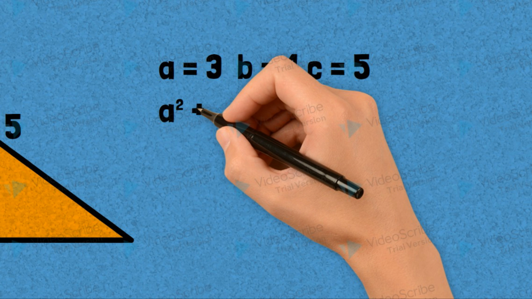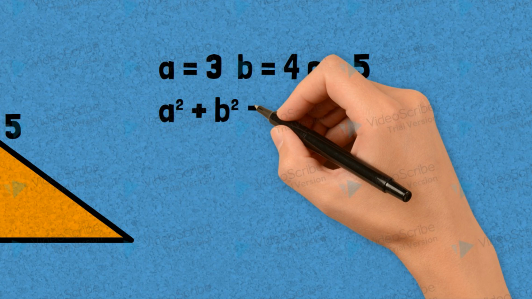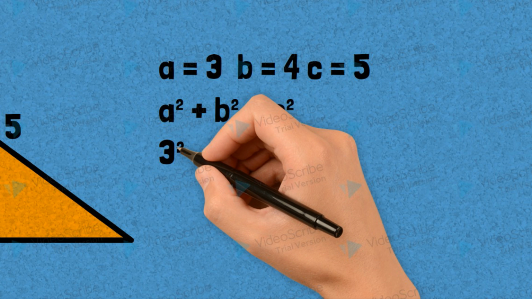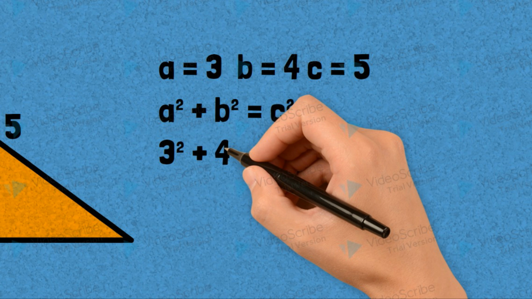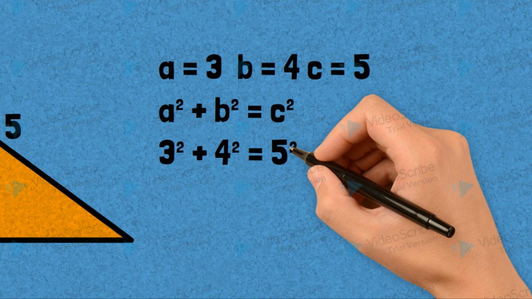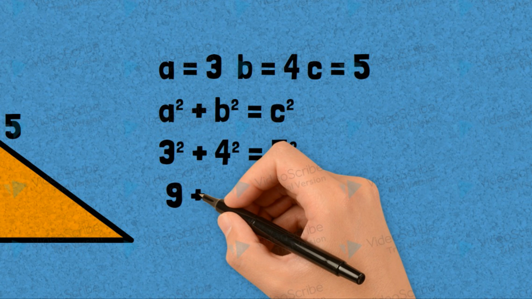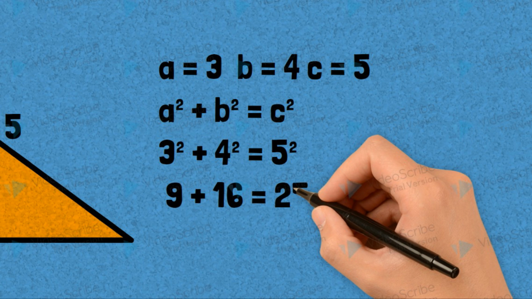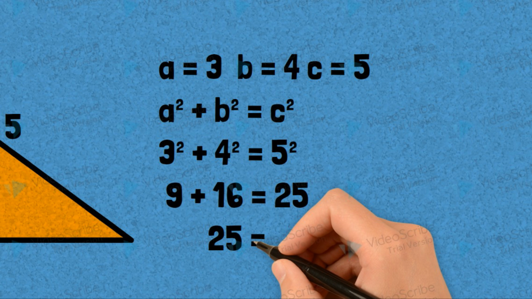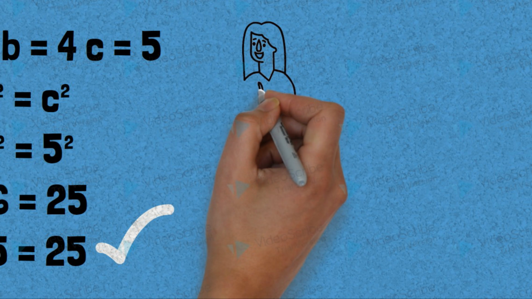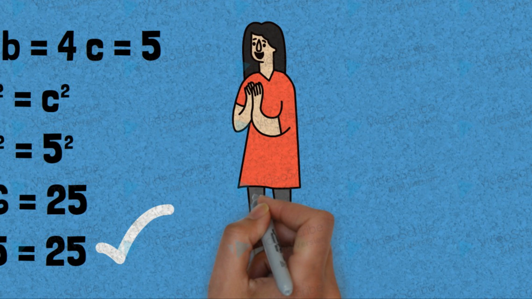Next, we shall substitute them in the Pythagorean theorem, which is a squared plus b squared equals c squared. Since our a is equal to 3, that's going to be 3 squared, plus b is 4, so 4 squared, equals c, which is 5, so that's going to be 5 squared. 3 squared is equal to 9, 4 squared becomes 16, and 5 squared is 25. Now we add 9 and 16, that's 25, equals 25. So it's right, the square of the hypotenuse is indeed equal to the sum of the squares of the other two sides.